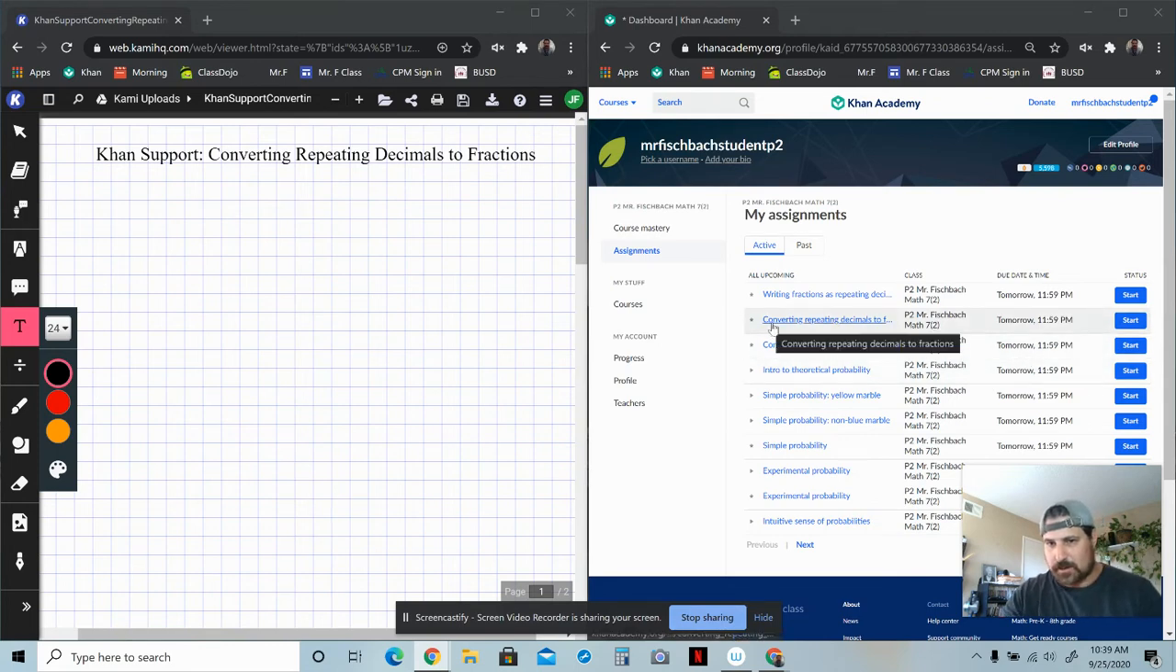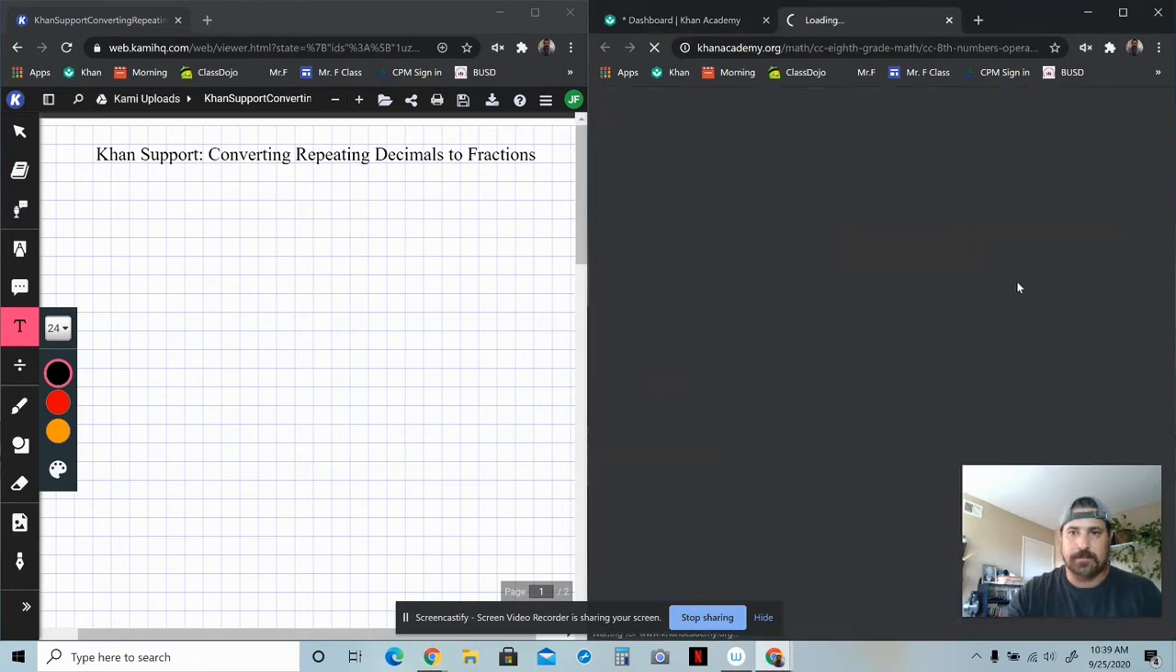So if we look at the console here, it's repeating decimals to fractions. I'm just going to click start for that one. And I'll keep the console on the right hand side here, and I'll work on the Kami on the left. And then I'm going to try to upload the Kami as well, so you'll have that PDF to look at.